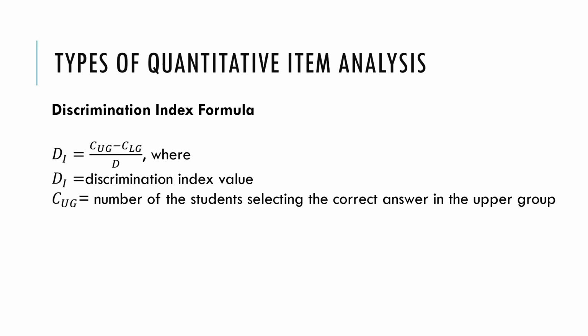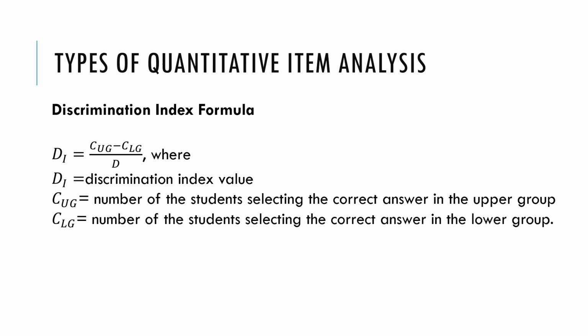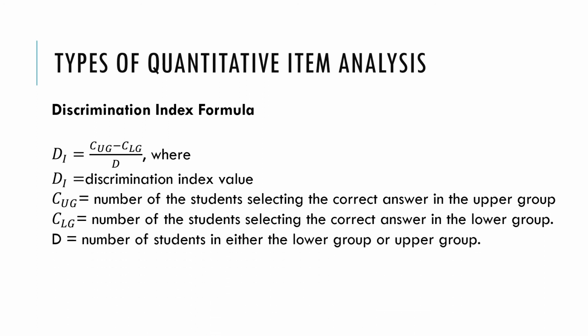So letter C here is the correct answer, and then UG is the upper group, kung ilan yung nakakuha ng tamang sagot sa upper group. And then the CLG naman, kung ilan yung estudyante na nakapagpili or nakakuha ng tamang sagot sa lower group. So if that would be the case, we are to look for the difference between the two, no? And then letter D, the number of students in either the lower group or upper group.